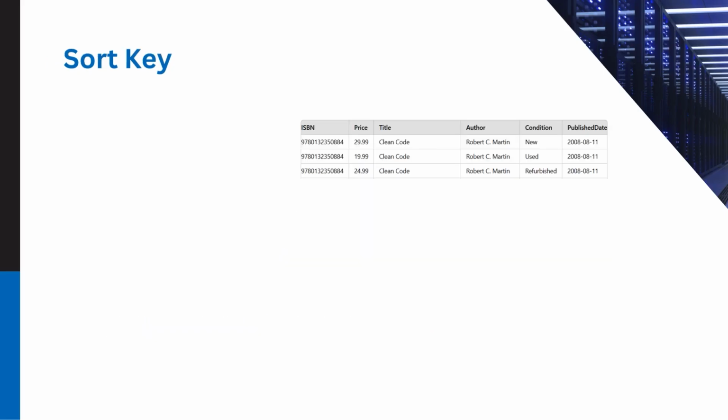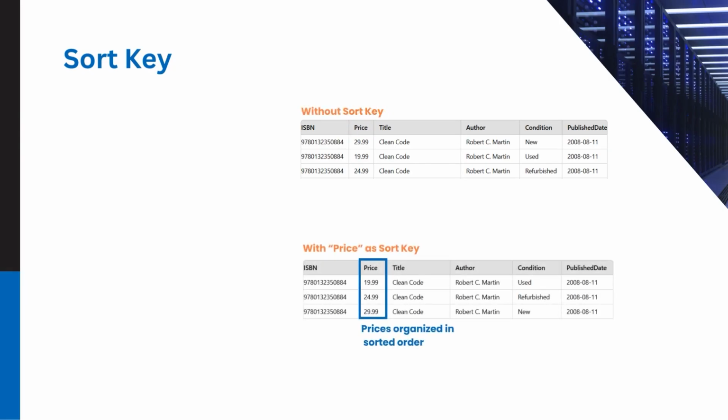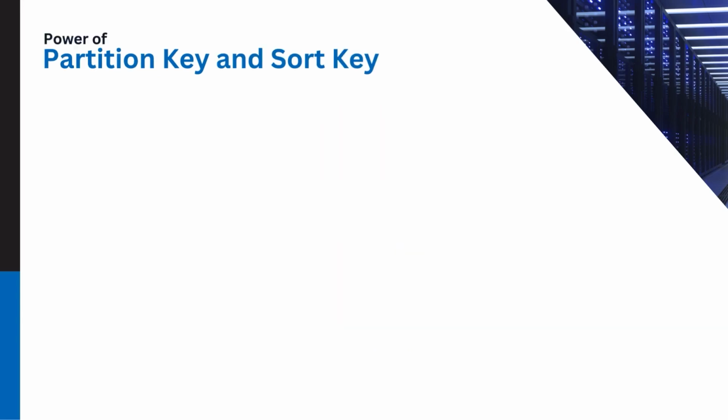Assume this is a table of items and I am making the price attribute the sort key. Once you set price as the sort key, whenever you insert new data, it is automatically arranged in order by price. This allows for much faster retrieval of specific price values or performing range queries efficiently. Now I hope you have understood the power of partition key and sort key.